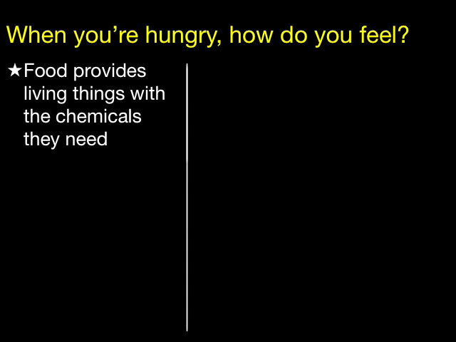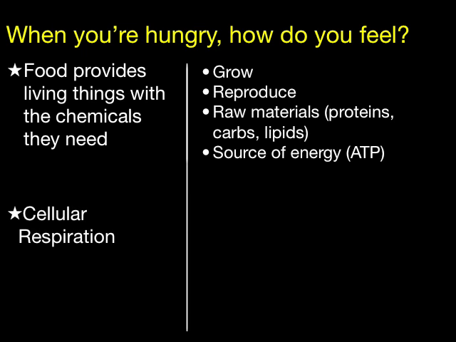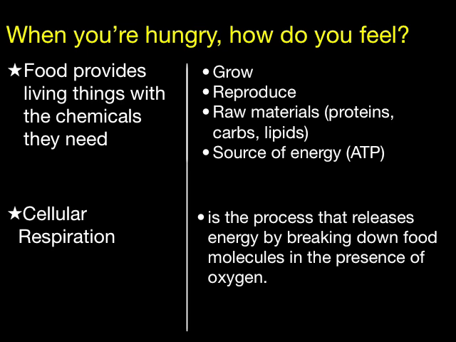Now, before we talk about the process of cellular respiration, we need to first understand that we, as living things, need to eat food in order to survive. Food provides living things with the chemicals that they need to grow and reproduce. Food provides the raw materials that our body needs, including protein, carbohydrates, and lipids, and it also provides a source of energy, or ATP, adenosine triphosphate. By consuming food, we begin the process of cellular respiration. Cellular respiration is the process that releases energy by breaking down food molecules in the presence of oxygen.